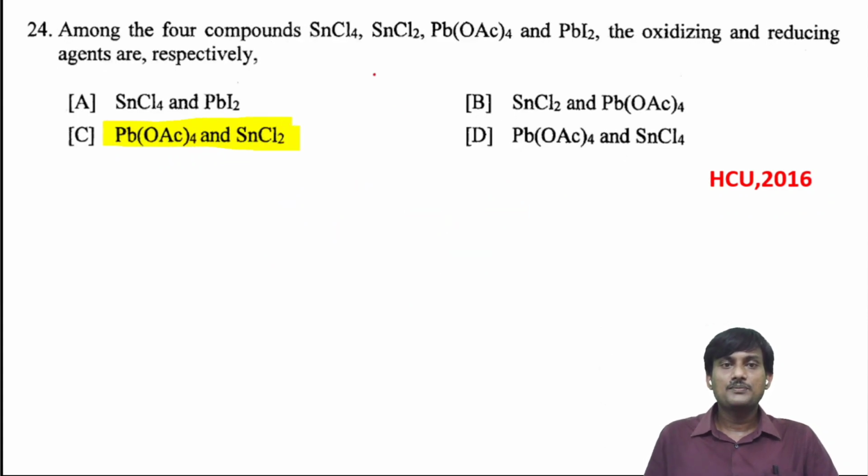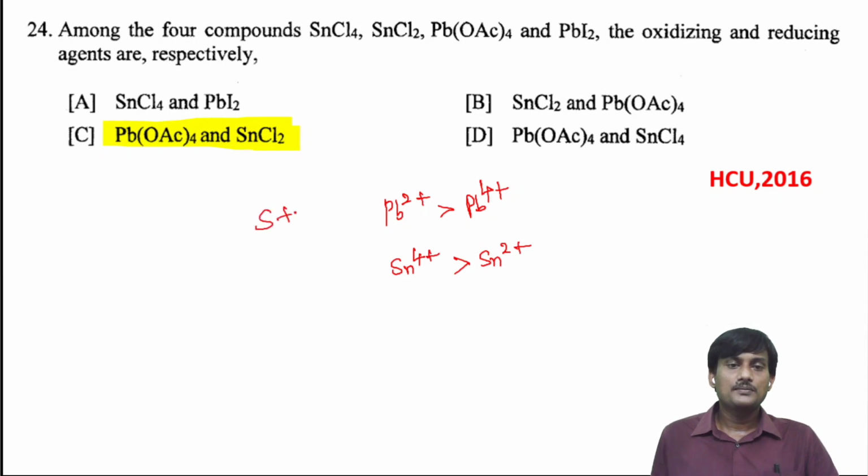Among the 4 compounds, SnCl4, SnCl2, lead acetate, PbI2, the oxidizing and reducing agents are respectively. Due to inert pair effect, Pb2+ is more stable than Pb4+. In case of tin, the +4 oxidation state is more stable than the +2 oxidation state. This is the stability order.